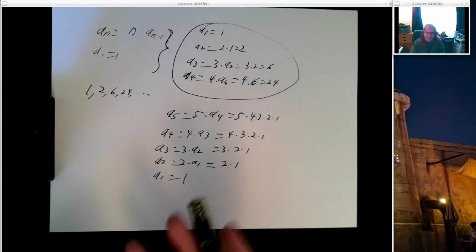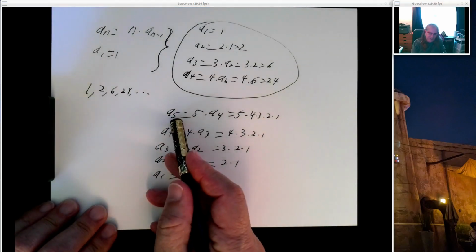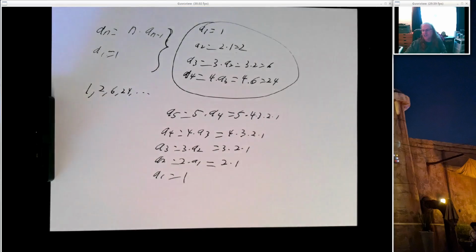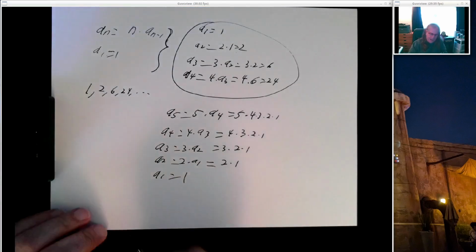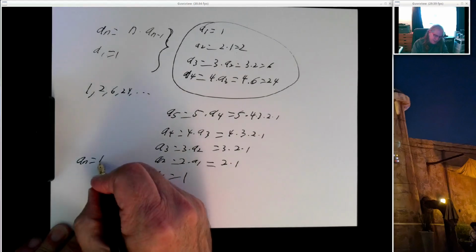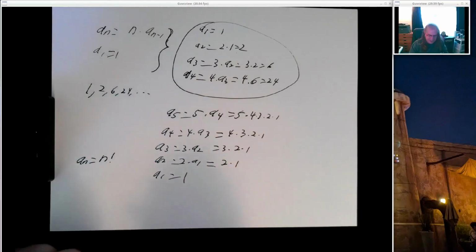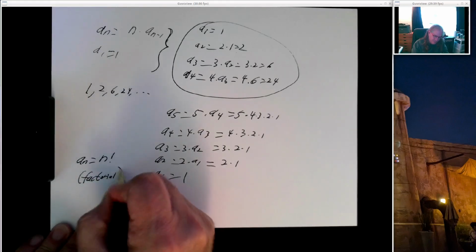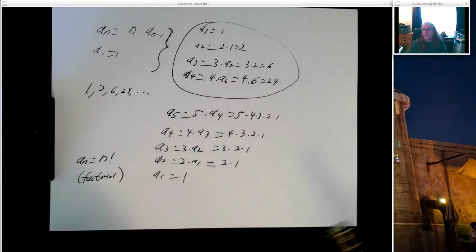So the nth term of the sequence would seem to be the product of the first n integers. And we have a way to write that mathematically, which is just a subscript n, the nth term, is just n factorial. We'll deal with factorials a lot around week 7 of this course when we start talking about probability and such.